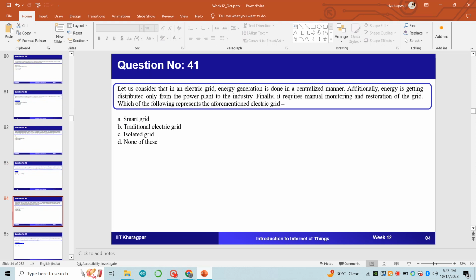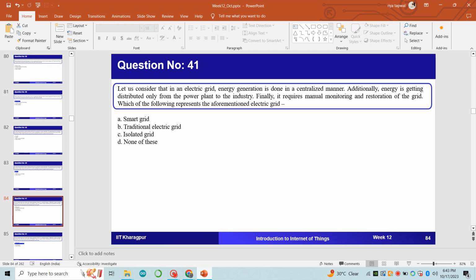Next question is: let us consider that in an electric grid, energy generation is done in a centralized manner. Additionally, energy is getting distributed only from the power plant to industry. Finally, it requires manual monitoring and restoration of energy.